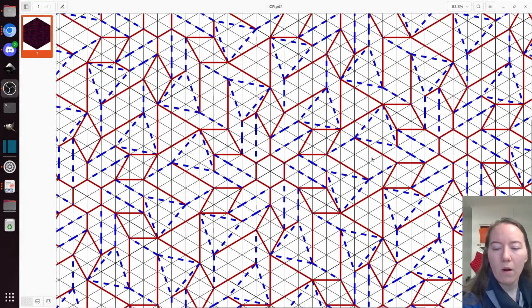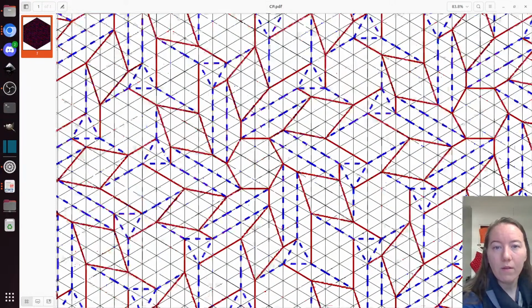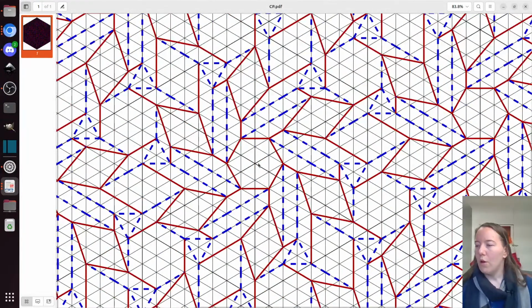And then our next tessellation, we see that open hexagon with our folds for the central polygon of the open hexagon going perpendicular to grid lines. So that's our dead giveaway here.